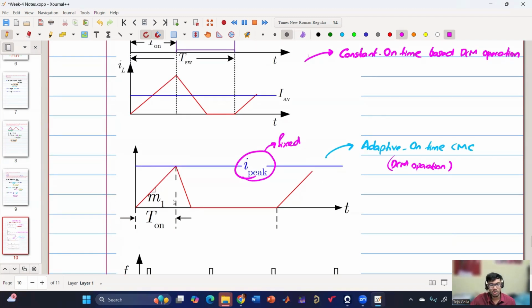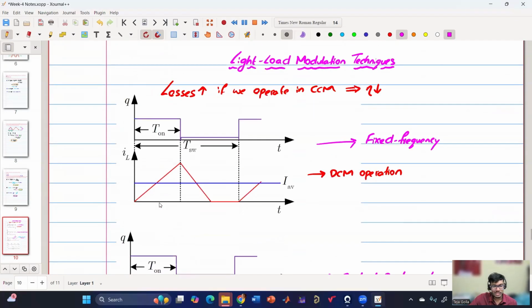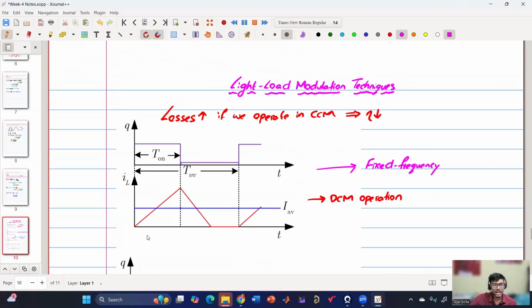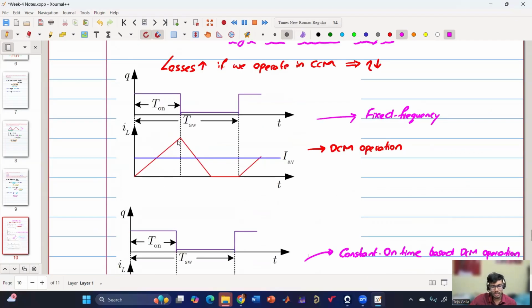Because we have seen in constant on-time control, the inductor ripple increases with the input voltage. And the main disadvantage at DCM, or at light load operation, is that we want to limit the ripple also, right? If the ripple increases, then the RMS current increases and the losses increase. So we don't want the ripple to increase as a function of input voltage.